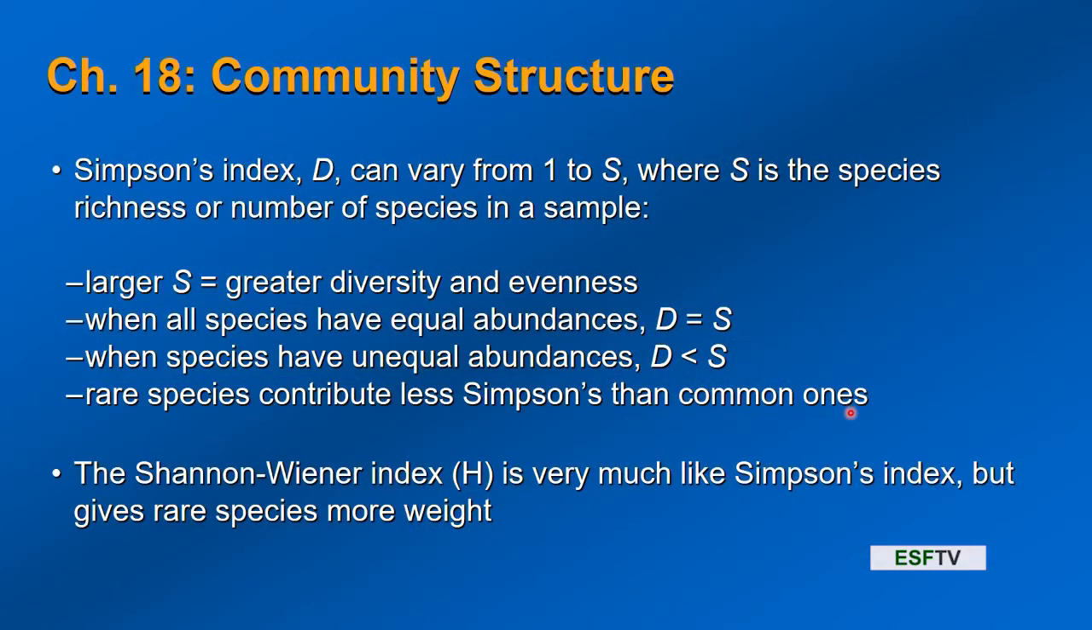All right, that was a fairly fun slide. Three more slides on this topic here. So Simpson's, this kind of goes over a lot of what I just said. D can vary from 1 to S, and S is richness, the number of species in the sample. The larger the S, the greater the diversity, and the greater the evenness. The closer it is to the richness, the more even the community. Okay, and let's see, when all species are equal, D equals S. When there's unequal, D does not equal S. Could be less, probably is less, it is less.